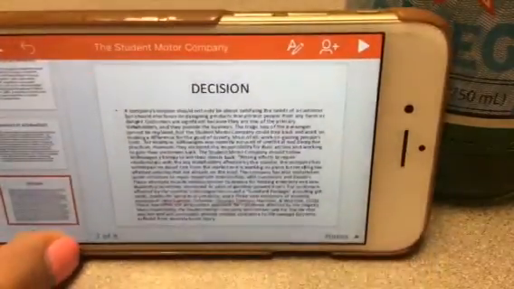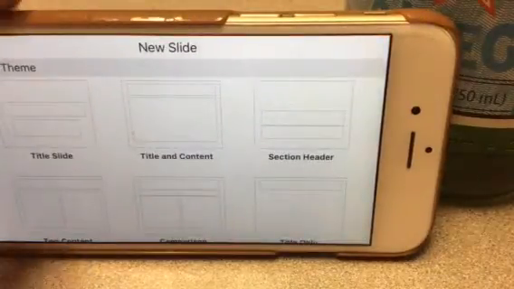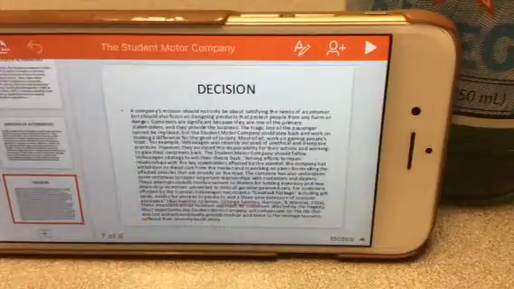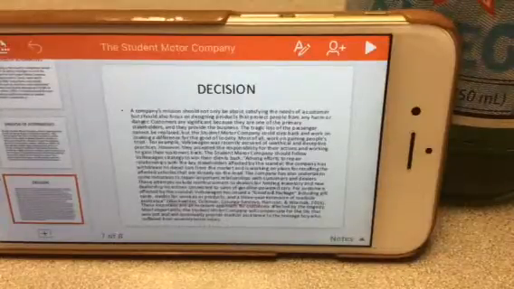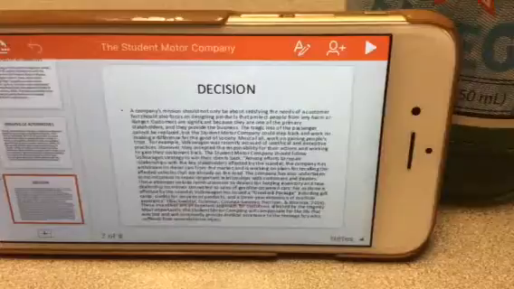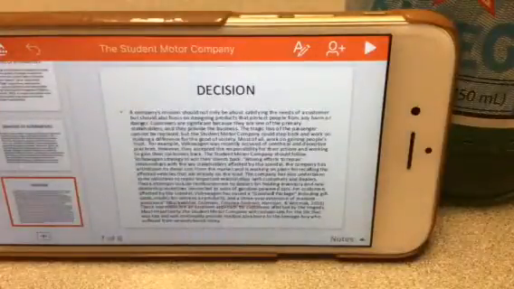Most of all, the Student Motor Company would work on gaining people's trust. For example, Volkswagen was recently accused of unethical and deceptive practices. However, they accepted the responsibility for their actions and are working to gain the customers back.